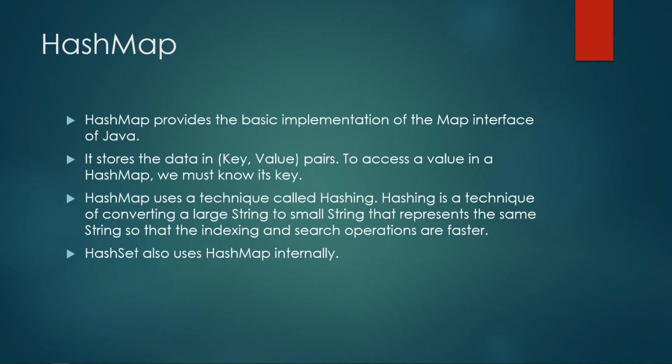Let's take a look at hash map. So hash map provides the basic implementation of the map interface of Java. It stores the data in key value pairs. So to access a value in a hash map, we must know its key. So hash map uses a technique called hashing. Hashing is a technique of converting a large string to a small string that represents the same string, so that the indexing and search operations are faster.